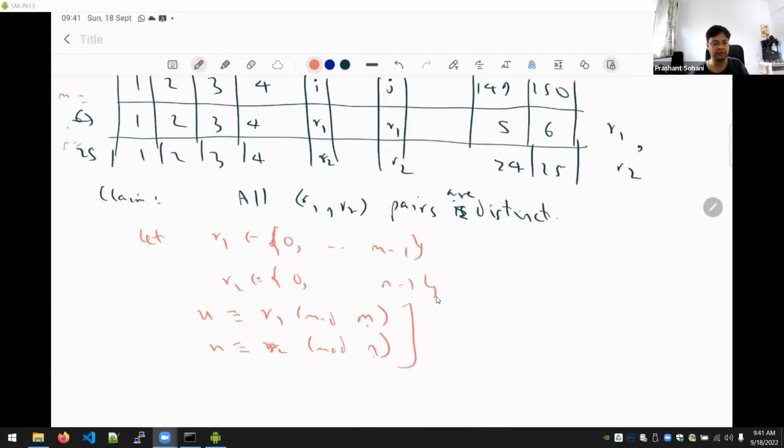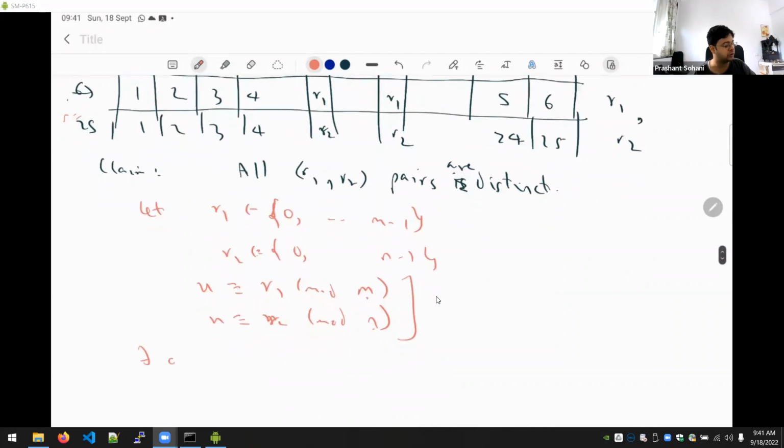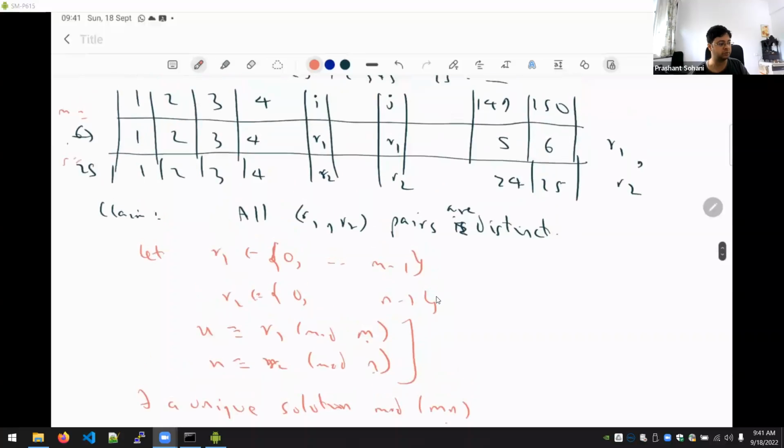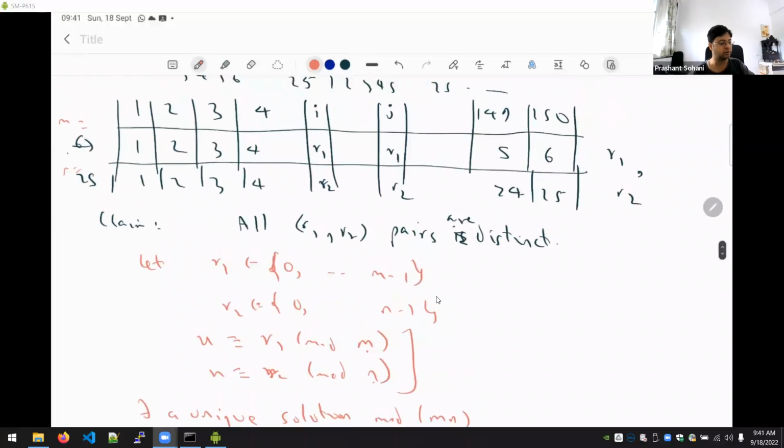So from the Chinese remainder theorem, what we know is that there exists a unique solution modulo mn. Among all the numbers which are incongruent modulo mn, there can be only one value of x which satisfies this. So this solves two things at once: first, that for every such pair R1, R2, it will occur somewhere in this table, and it cannot occur more than once. Both things are taken care of in a single approach.